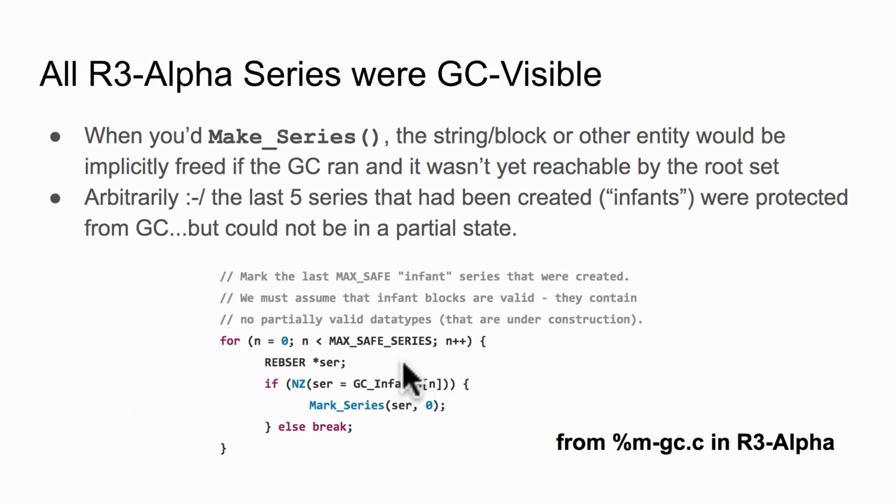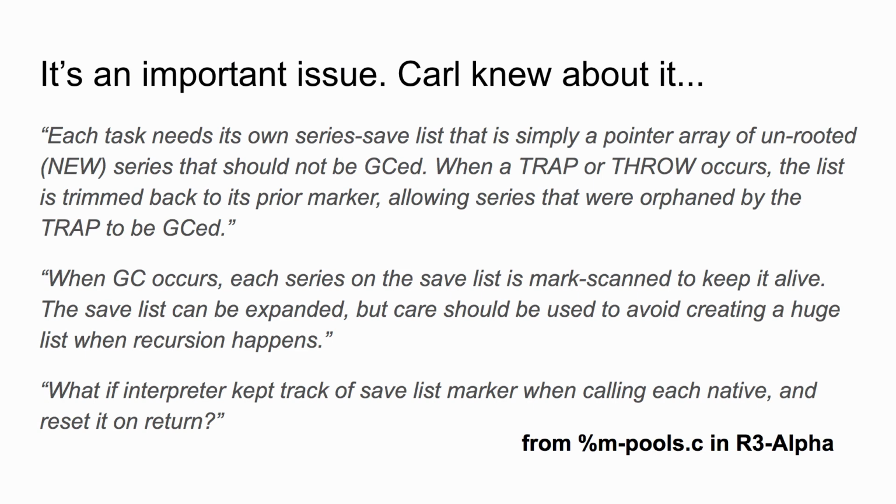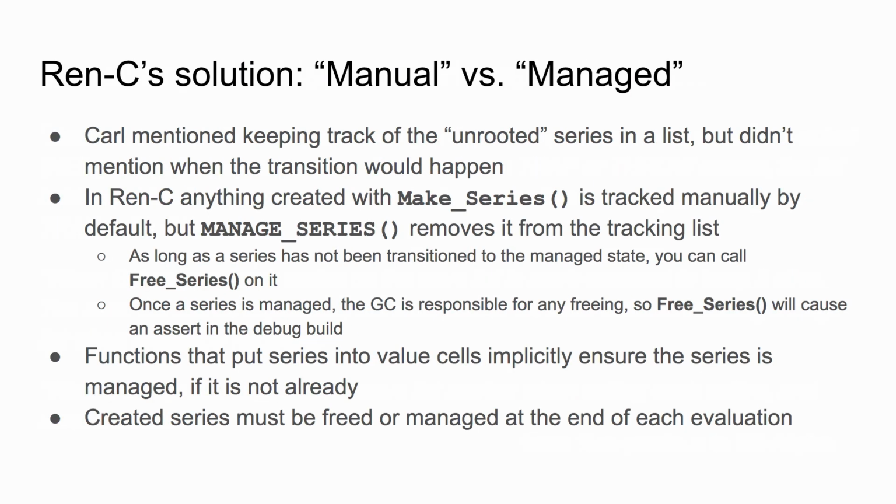And there's a constant, like, how many series should it be saving? And it kind of said, the last 5 series, they're in our working set. Maybe just go ahead and mark those because they might be in use and just didn't make it into a cell yet. And that wasn't a very good idea, but Carl knew that. And he wrote about it, saying, oh, here's something we need to do. And it's pretty much been done.